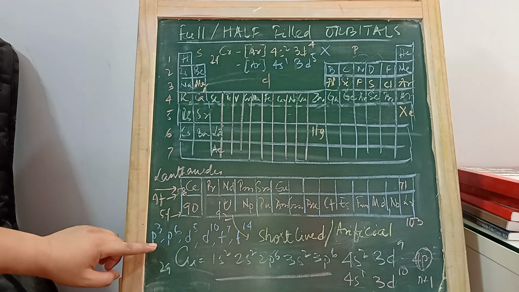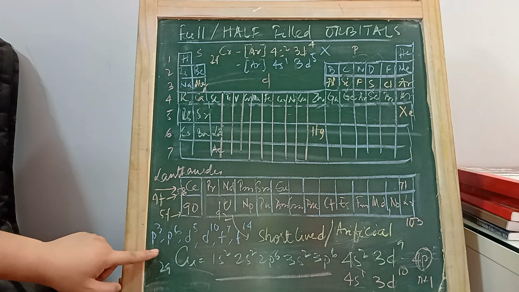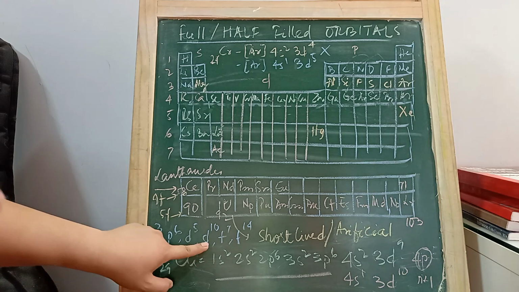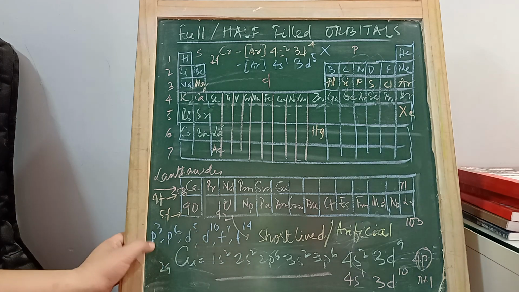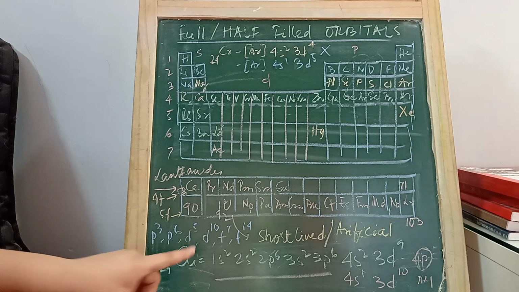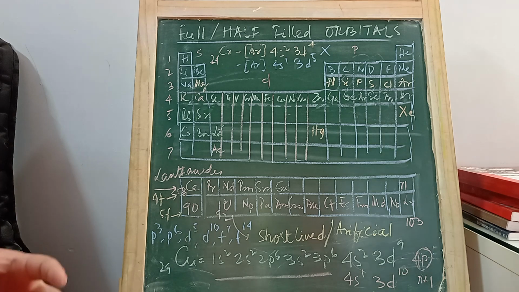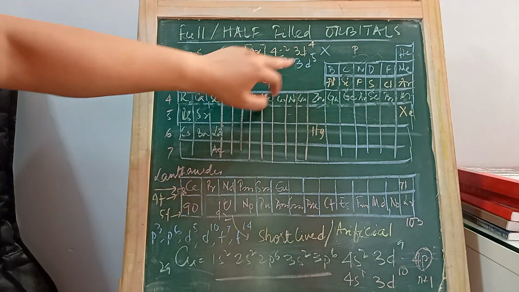For example, see here: p3 and p6. This is half-filled p, and this is fully filled p. Similarly, half-filled d, fully filled d, half-filled f, fully filled f orbitals. So the half-filled p3 or fully filled p6, and d5 or d10. d10 is a completely filled d orbital, and d5 is a half-filled d orbital. Half-filled d orbitals have extra stability, so the atom tries to have the configuration that makes it extra stable with lesser energy. That's why the configuration of chromium is 4s1 3d5 instead of 4s2 3d4.